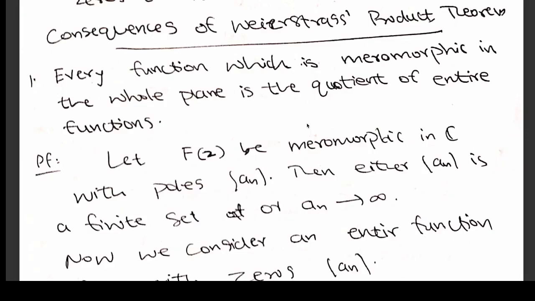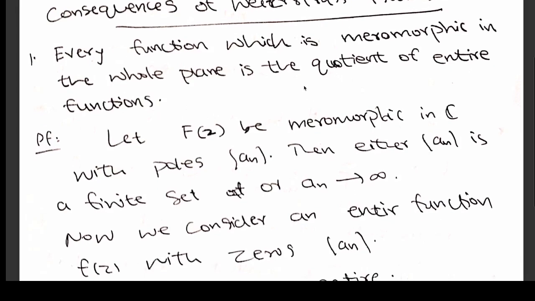Now let us see some consequences of the Weierstrass product theorem. The first consequence is that using this result, we are able to characterize all meromorphic functions on the whole complex plane. We know that a rational function is a typical example of a meromorphic function. A rational function is a quotient of two polynomials, and this result tells you that a meromorphic function on the whole complex plane will look like a rational function, except that instead of polynomials you will have analytic functions. So every meromorphic function on the whole complex plane is a quotient of entire functions.